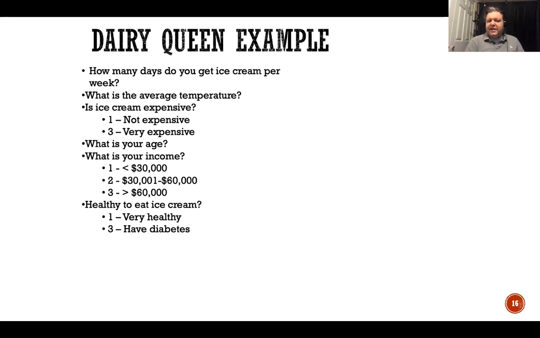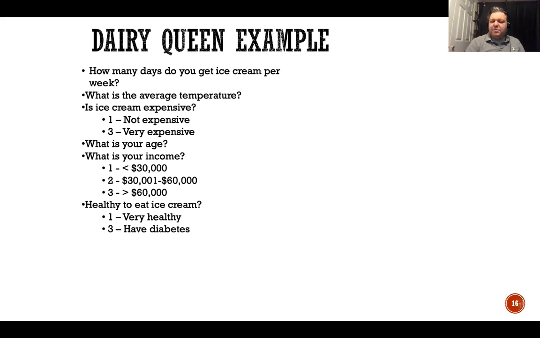Now notice how similar that is to the previous question, is ice cream expensive? But now we're putting a dollar value, a monetary value, to it. And then 5, are you healthy enough to eat ice cream? So 1, yeah, I'm very healthy. It doesn't bother me. Number 3, I put a 3 if I have diabetes or a sugar intake issue, and I probably shouldn't be eating ice cream, but I'm going to anyway. So I'm just guessing from research. These are 5 questions that will help influence and explain why people get ice cream so many days per week.